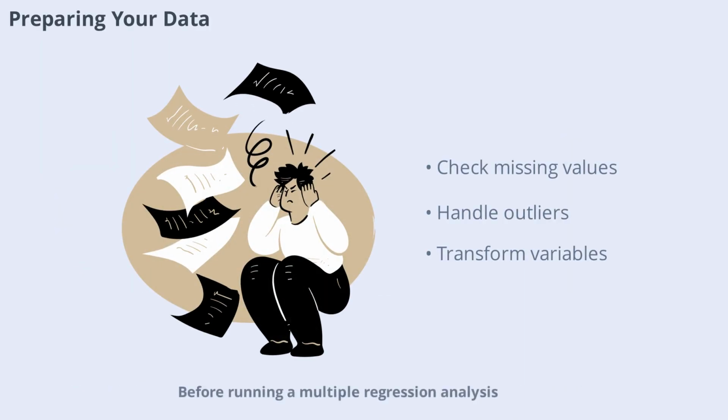Before running a multiple regression analysis, it's essential to prepare your data carefully. This includes checking for missing values, outliers, and ensuring that all variables are measured appropriately. Data preparation might also involve transforming variables, creating dummy variables for categorical data, and scaling features. Clean, well-prepared data leads to more reliable and interpretable regression results.